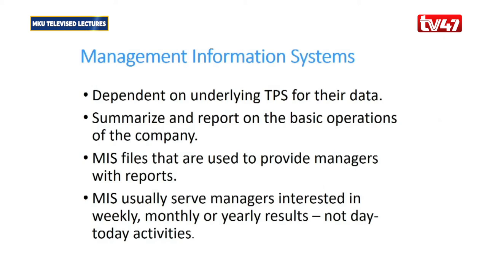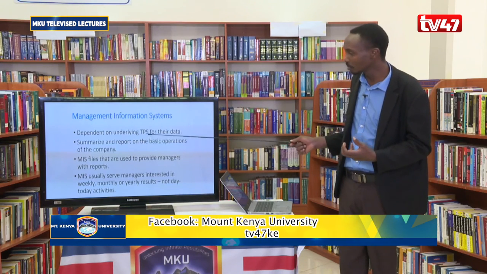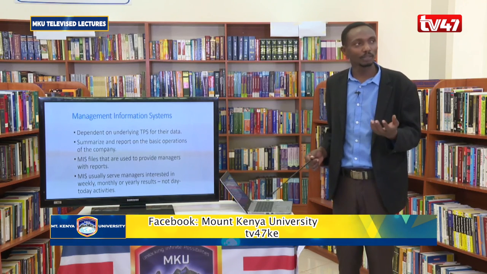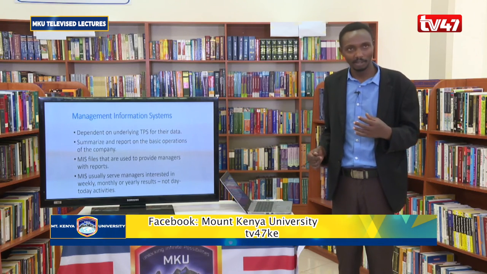So basically, you can use the MIS, management information system, to summarize and report on the basic operations of the company. That is, data has been collected using the transaction processing system. You can now create reports or summarize this particular data and generate information for the tactical manager, generate reports for the tactical manager. So there are so many things that the MIS will provide that is based on the very wide range of the transactions that have been made within the organization on a daily routine. And you can use at the middle level, you can use the MIS on routines.